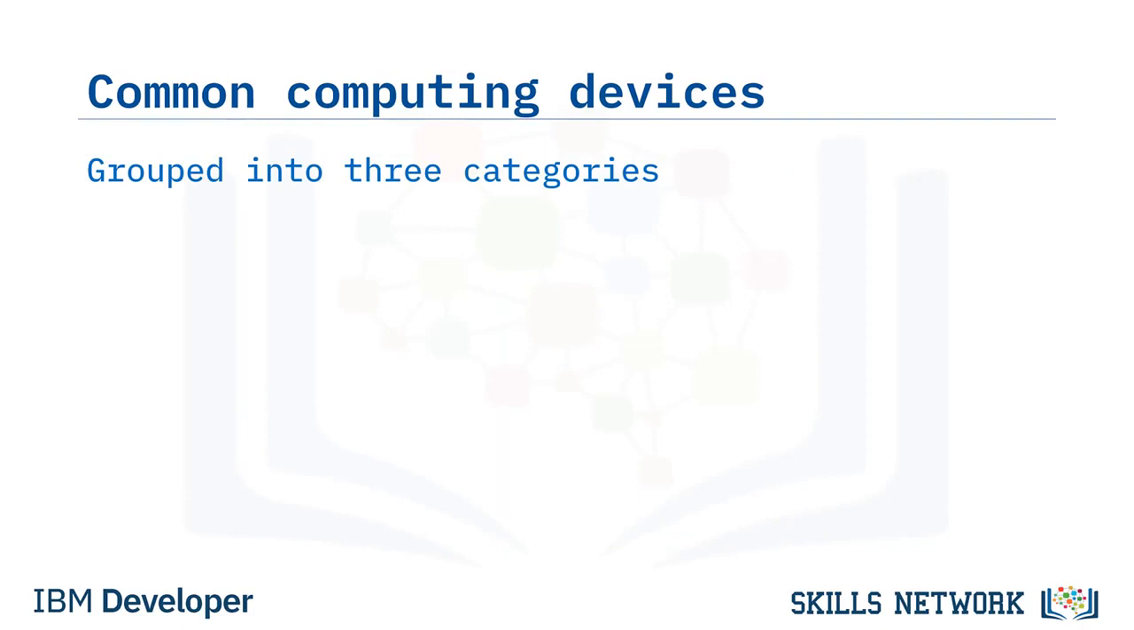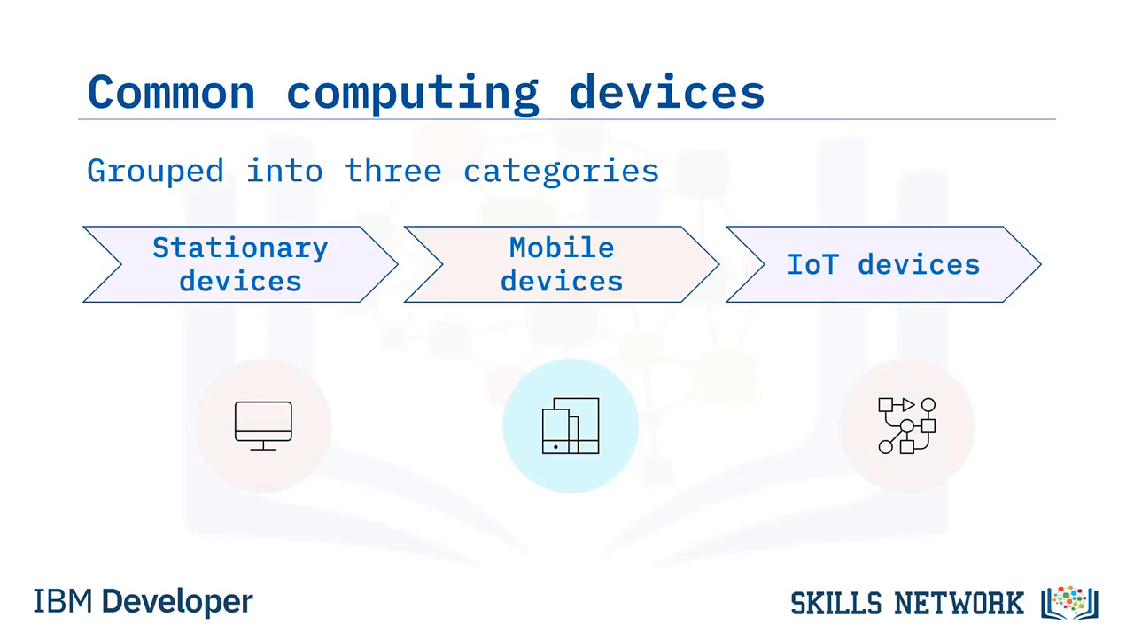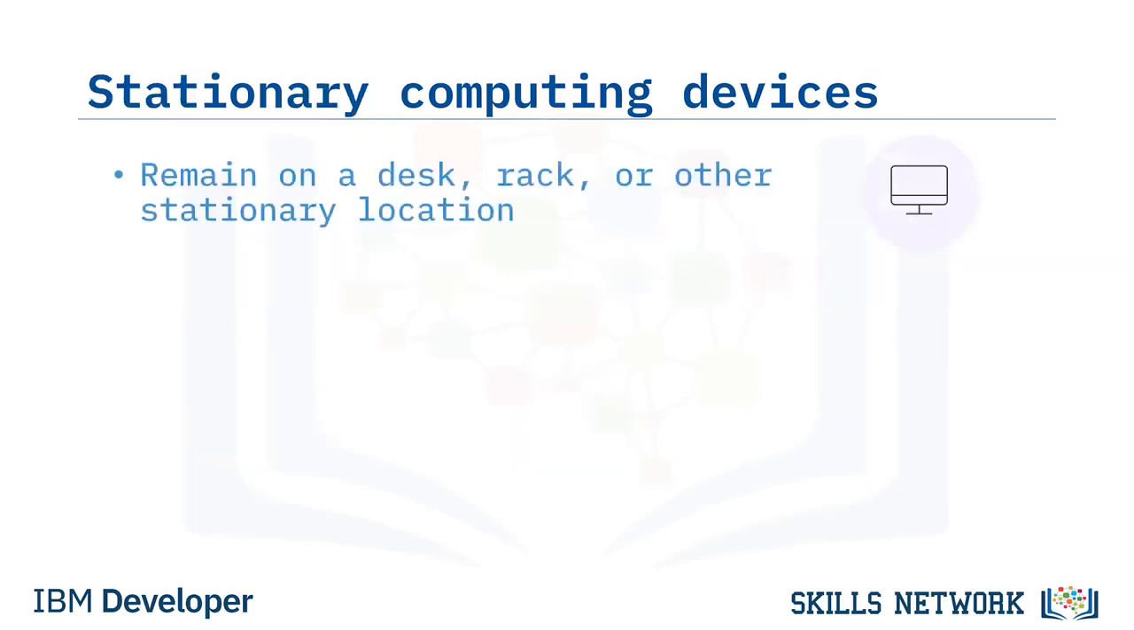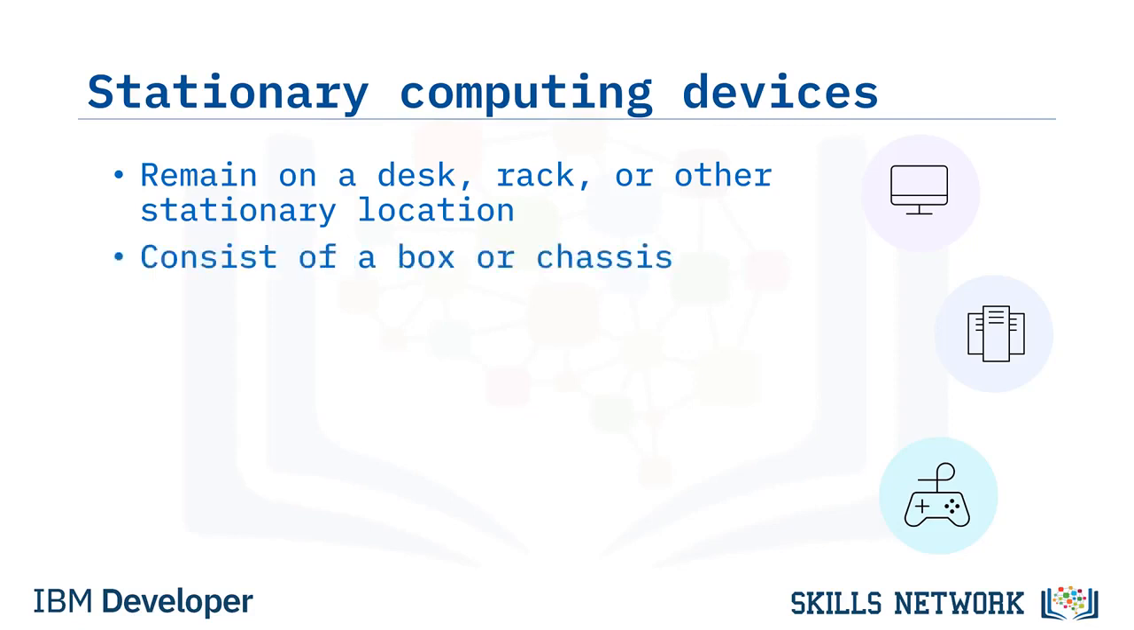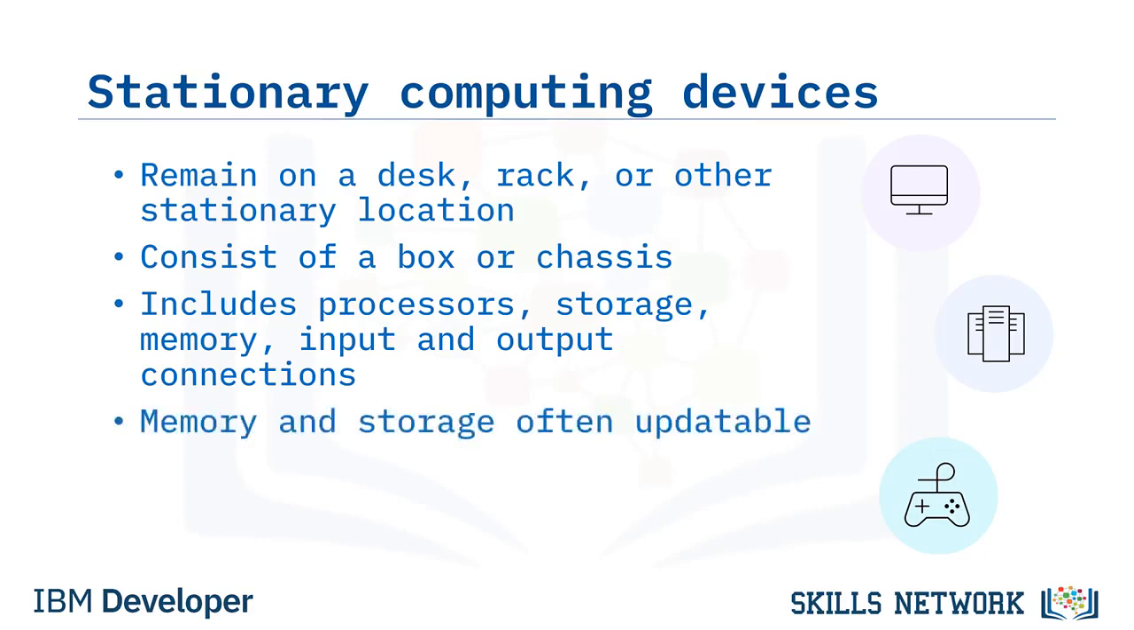Common computing devices include stationary computing devices, mobile computing devices, and Internet of Things, or IoT, devices. Stationary devices, which include workstations, servers, and tabletop gaming consoles, remain on a desk or rack or other fixed location. These devices consist of a box that includes processors, memory, and input and output connections that connect to networks, keyboards, monitors, mice, printers, speakers, microphones, webcams, and other devices. In some instances, you can update the device's memory, storage, or video cards.